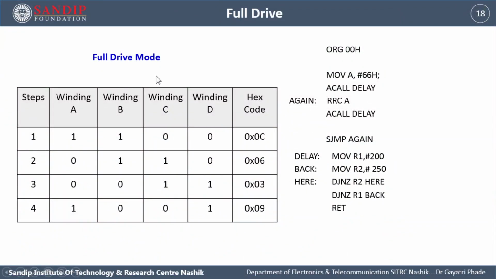Next is the full drive mode. Observe the stepping sequence. Two coils are energized at a time, and this is the hex equivalent of this particular code.